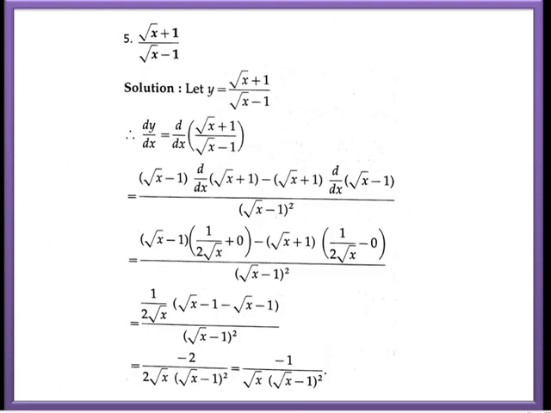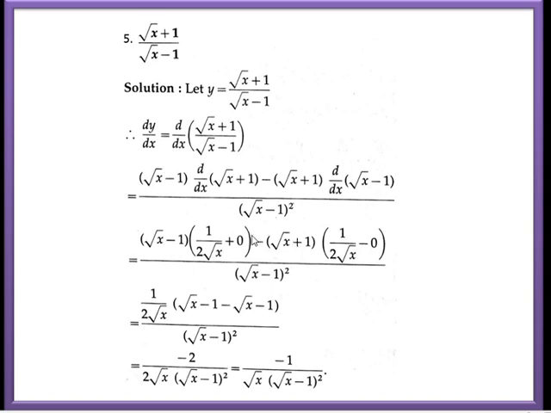Now sum number 5. Let y be root x plus 1 upon root x minus 1. So for dy/dx, you have to use quotient rule. Denominator, root x minus 1, into derivative of numerator, minus numerator into derivative of denominator, upon denominator square. Now what is derivative of root x? 1 upon 2 root x. Derivative of 1, 0. Here also derivative of root x, 1 upon 2 root x. Derivative of 1, 0. Here derivative part is over.